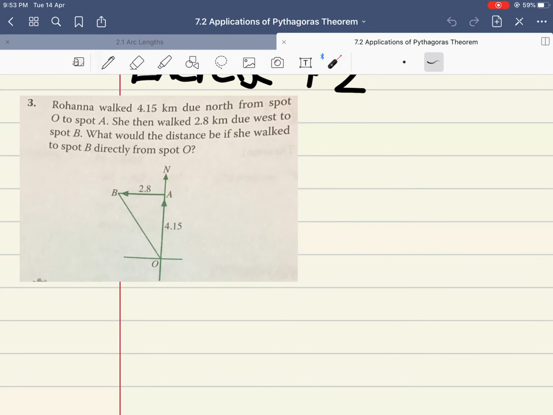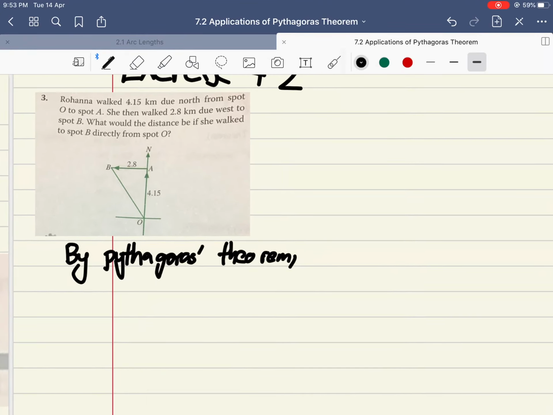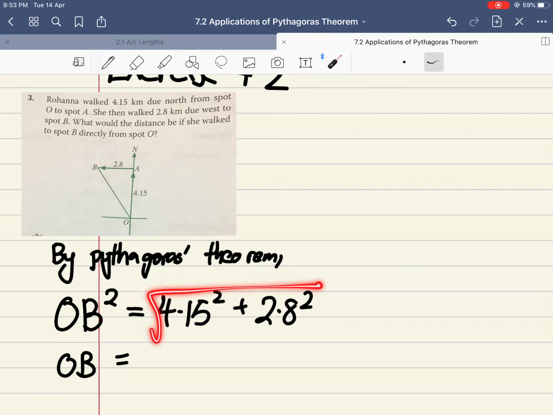Alright, so first, we notice that this is actually a right angle triangle over here. So what would be the distance if she walked to spot B directly from spot O? Okay, so you want the direct line. So basically what we can do is simply apply Pythagoras' theorem. So immediately I write by Pythagoras' theorem, OB square is equals to 4.15 square plus 2.8 square.